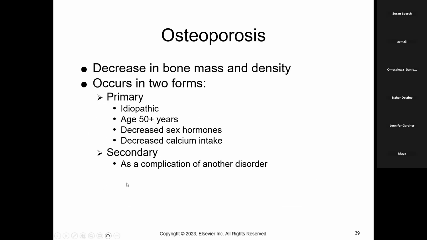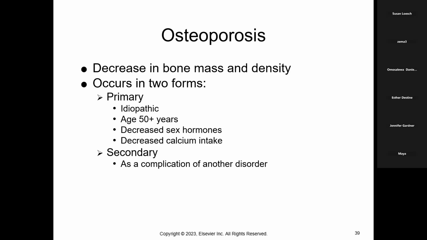Okay, osteoporosis, they like to ask about. So it's a decrease in the mass and the density. And we either have a primary or secondary form. So secondary is usually caused by something else. Primary, idiopathic, meaning the idiots don't know why we have it. Usually happens to people over 50.